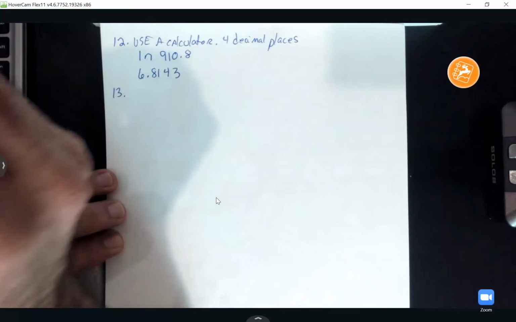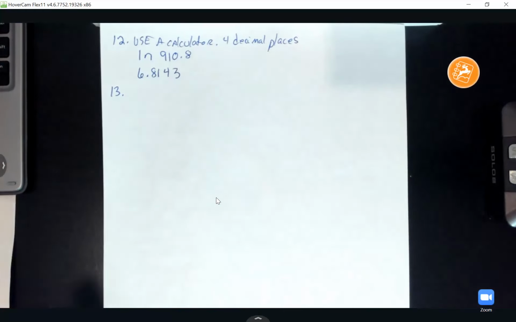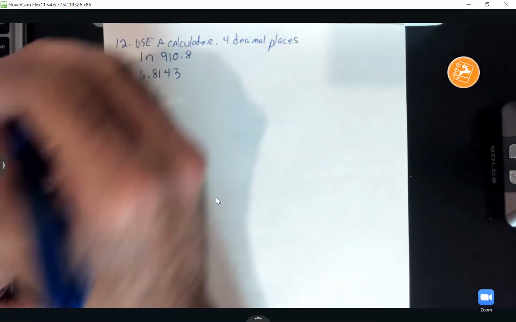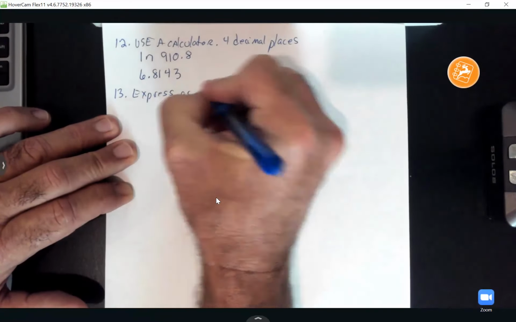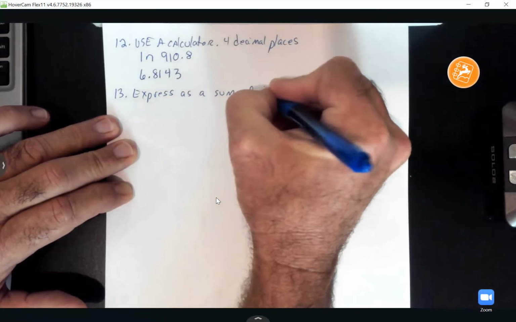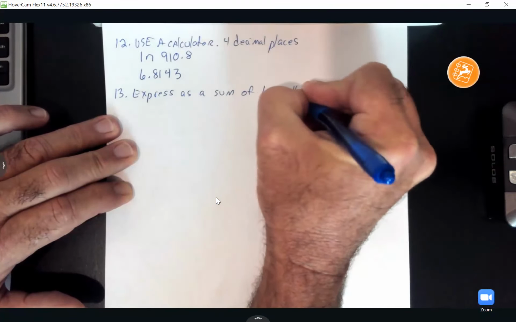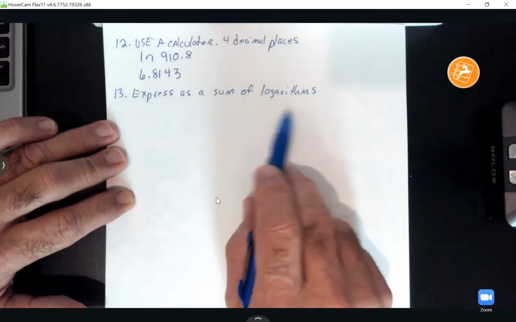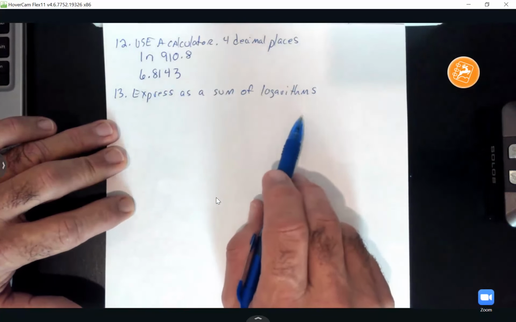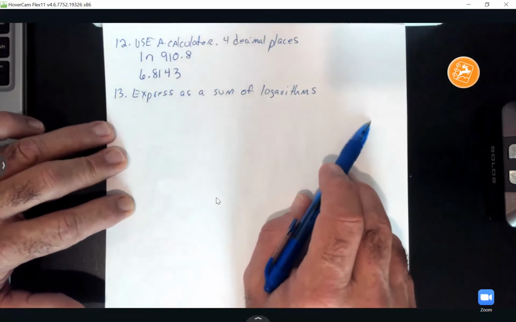Now, the next few are going to go back to the properties of the logarithms that were in section 9.4. We looked at the product rule, the power rule, and the quotient rule. So on 13, it wants us to express as a sum of logarithms. So this would come back to our product rule that said if we had a log of a product, we rewrote that as a sum of those logarithms.